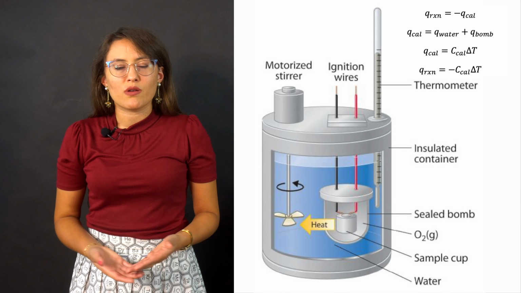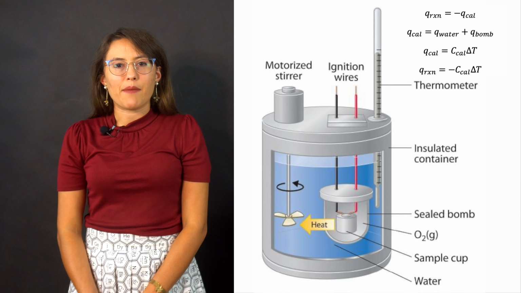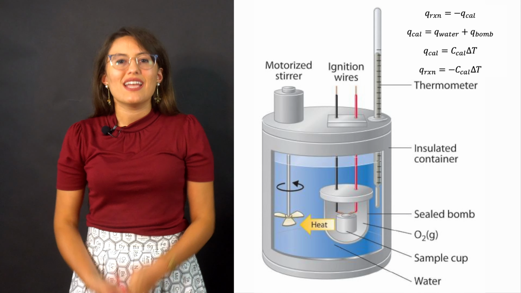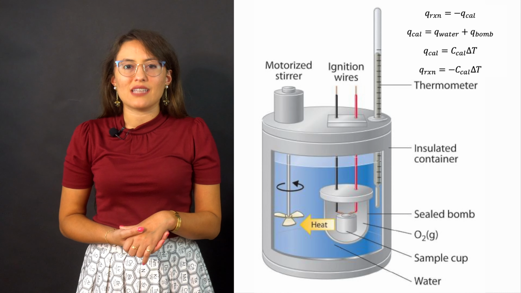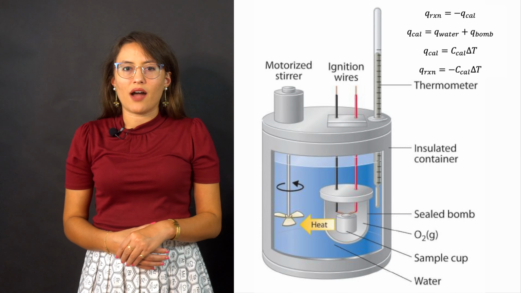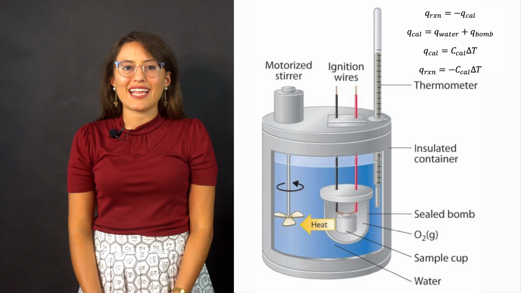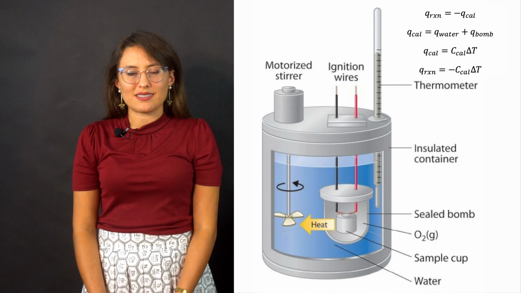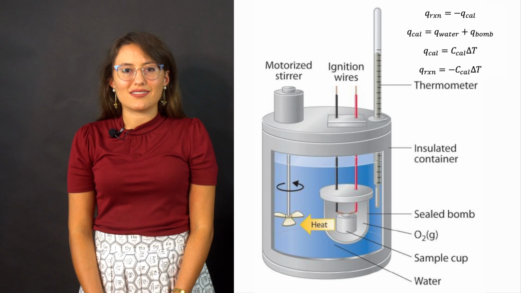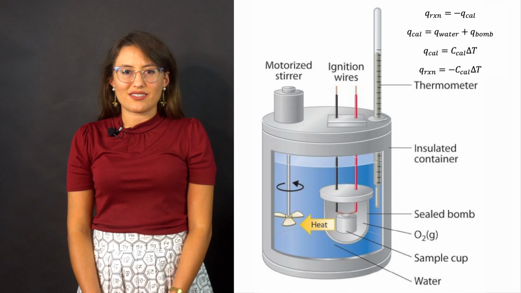A bomb calorimeter has its own heat capacity, denoted as capital C subscript cal. This is calculated by burning a known substance with a known heat of combustion, and benzoic acid is often used. Once the heat capacity of the calorimeter is determined, that calorimeter can be used to measure the heat of combustion for other substances. Because this reaction is constant volume and not constant pressure, the measured heat change corresponds to the change in internal energy rather than the change in enthalpy.